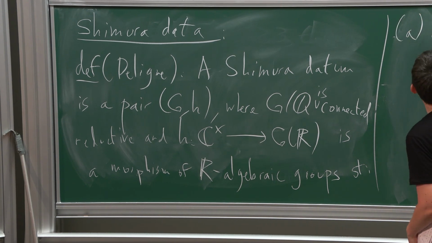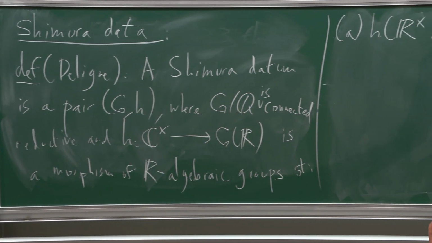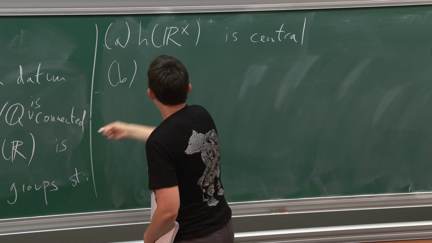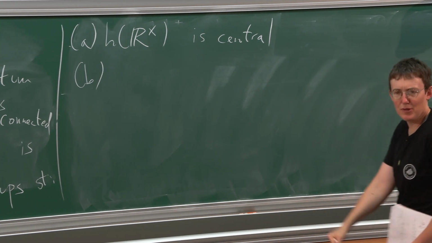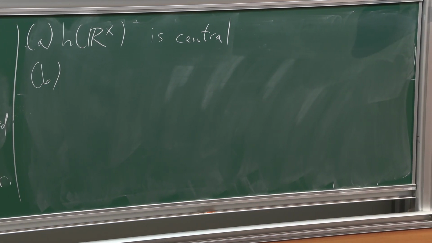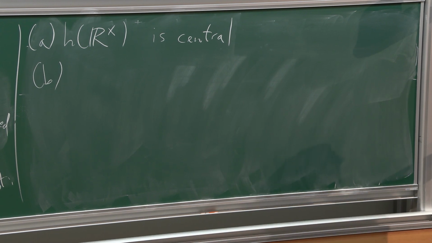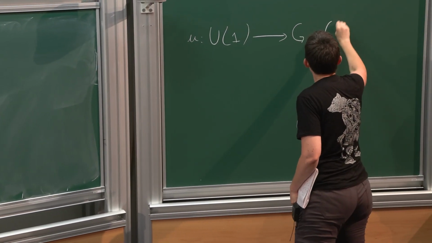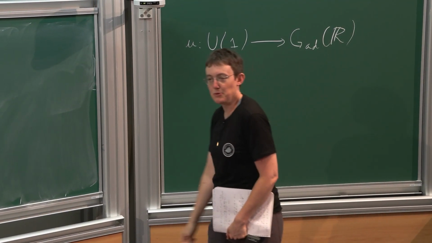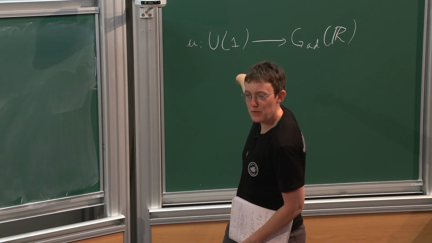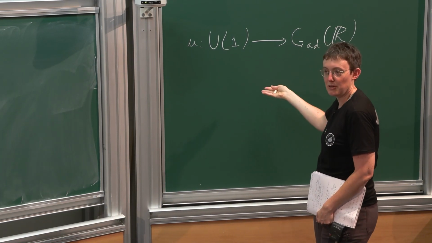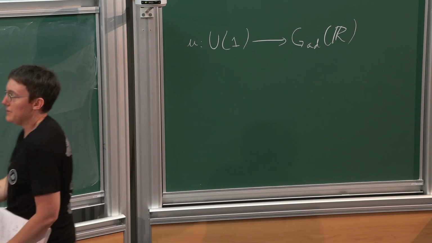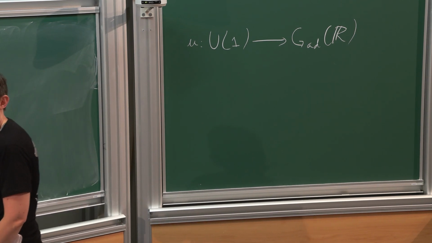And so what do we want? We want H of R cross to be central. So H, if you remember, there was that morphism U from last time. And I have to say something because I actually made a mistake last time when I talked about U. There was that morphism that would tell you when a group had a Hermitian symmetric domain as a symmetric space. And U is basically H up to factor 2.